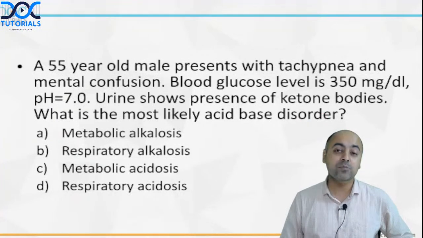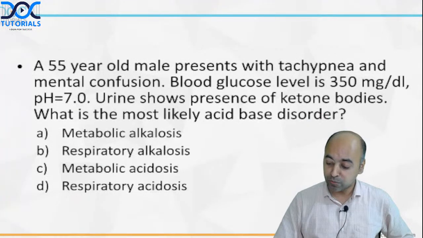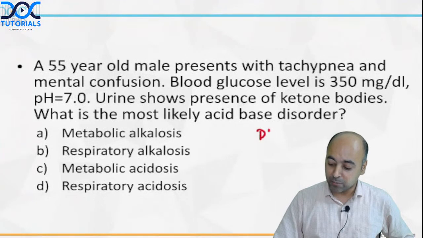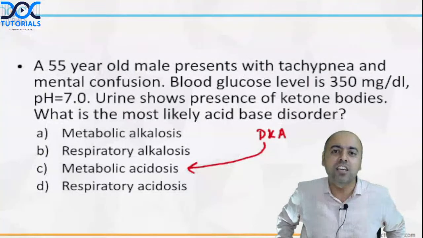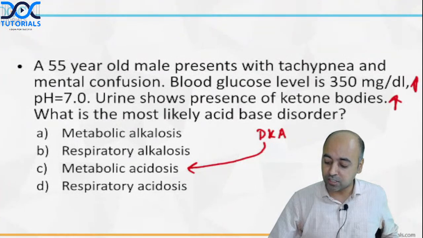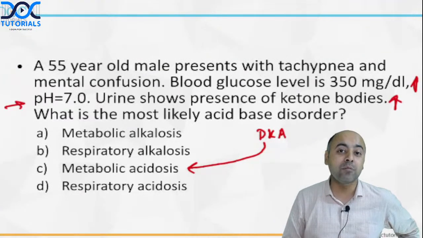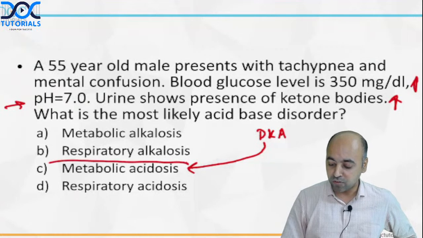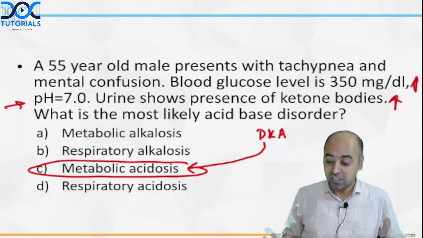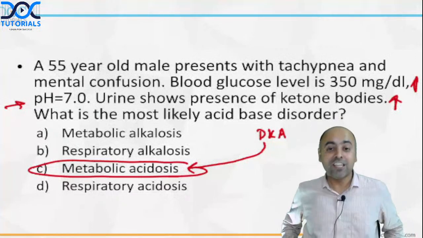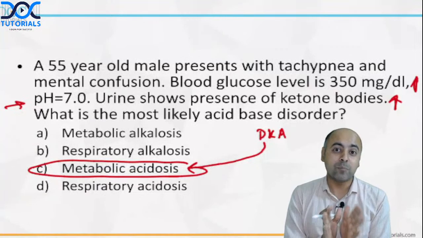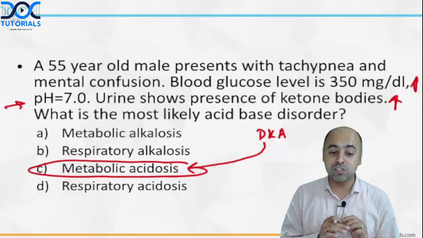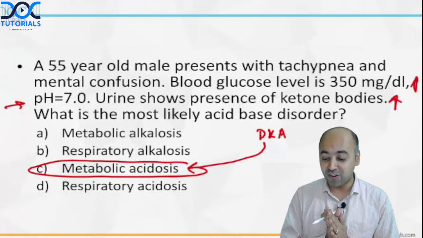So here the expectation of the examiner is that you should be able to tell us that diabetic ketoacidosis is responsible for the metabolic acidosis. We can quickly know that this is a case of DKA, right? Blood sugar is elevated, ketone bodies in the urine, pH is decreased. So this is a case of diabetic ketoacidosis, which is a type of metabolic acidosis. So this is how acid-base lands up again and again in an exam. Just by knowing the basic concept, we should be able to sail through this question. Easy, 4 marks for you.